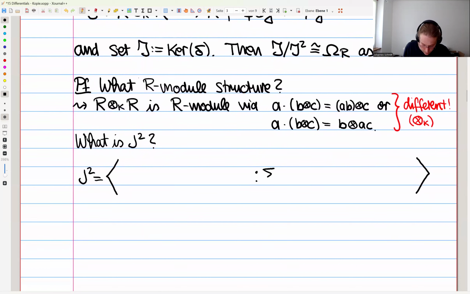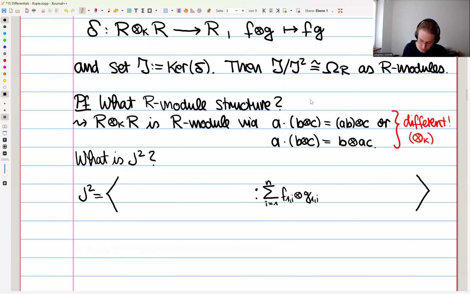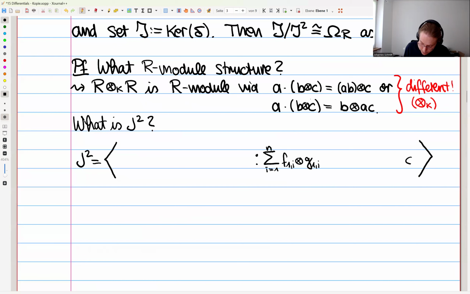So one element like this could be the sum from i equals 1 to n of f_1i tensor g_1i. This could be an element in this tensor product. And saying that this lives in J just means that if you sum the f_1i times g_1i, then this is 0. This is the image of this under this map. So this could be one element in J. And then another element in J could be of a similar form, but now with a different variable. So these could be two elements here.